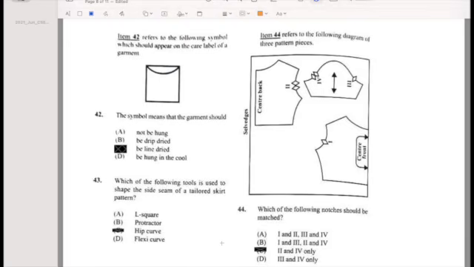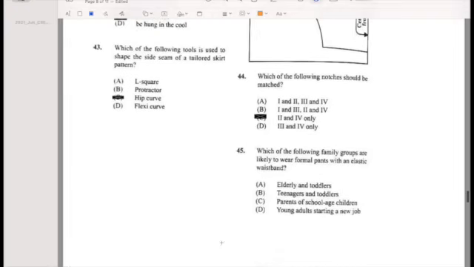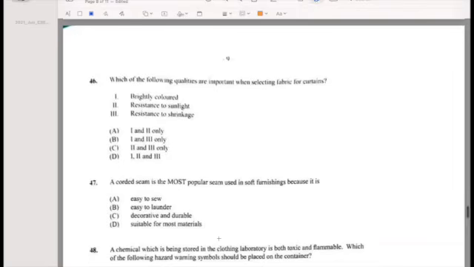All right, let's go to number 45. Which of the following family groups are likely to wear formal pants with an elastic waistband? That's 45, which is A, elderly and toddler. All right, let's go quickly, almost there. 46, which of the following qualities are important when selecting fabric for curtains? They gave us 3 options: brightly colored, resistant to sunlight, resistant to shrinkage. So 46 will be C.